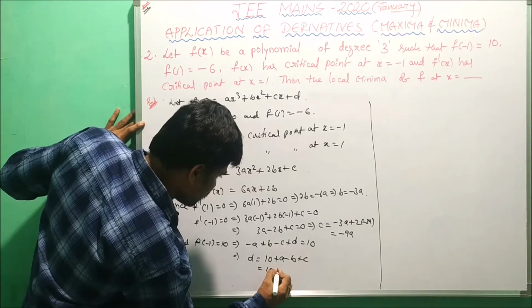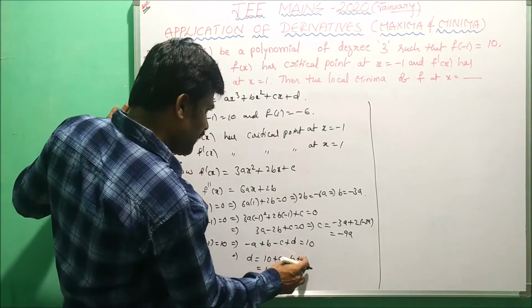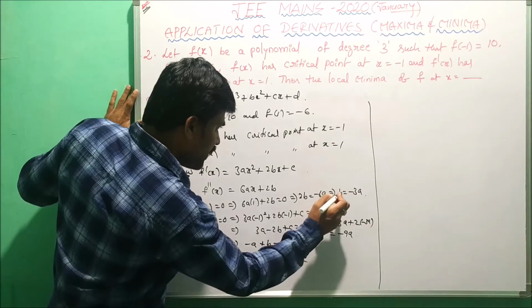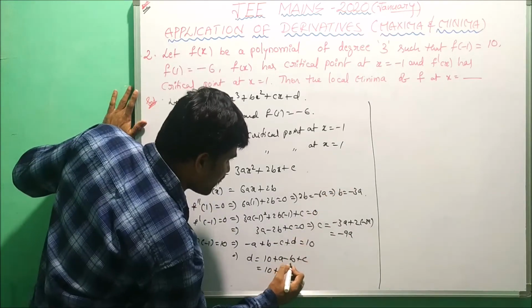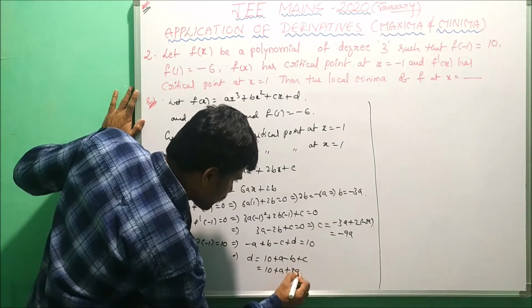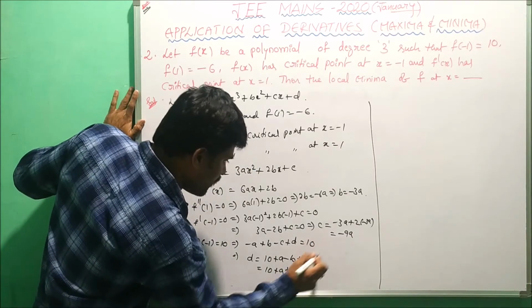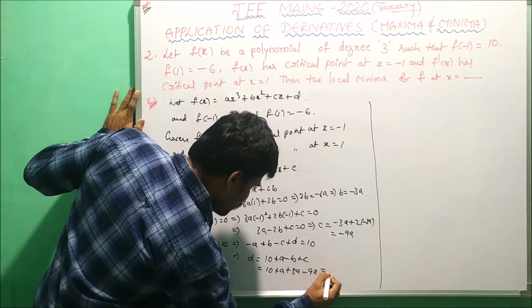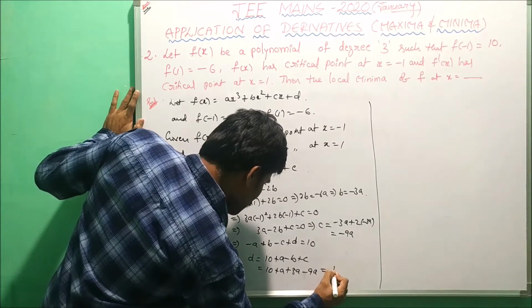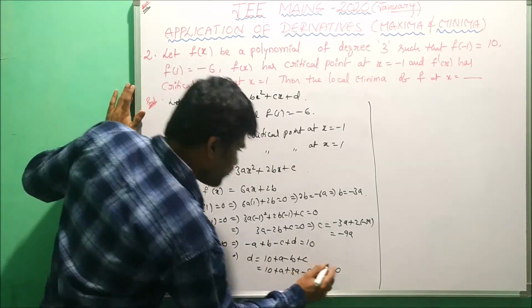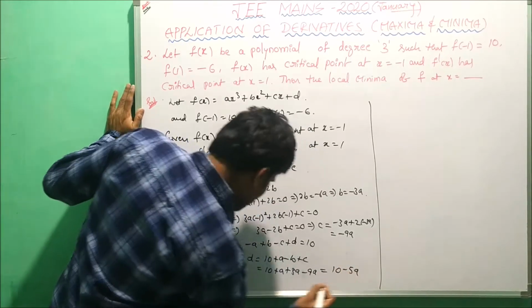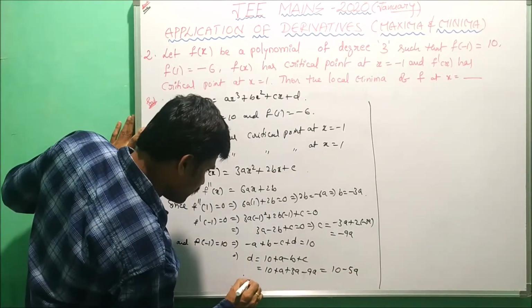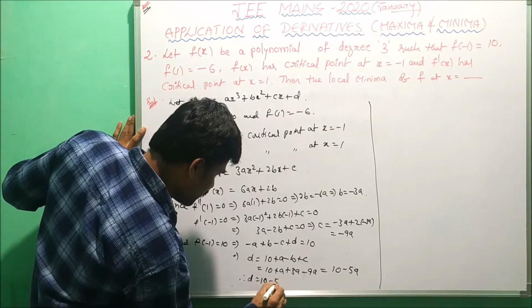Here, substitute the values of b and c in terms of a, that is b equals minus 3a. Now minus b equals plus 3a and c equals minus 9a. Now that equals 10 plus 4a minus 9a, that is minus 5a. So this is d. Therefore d equals 10 minus 5a.